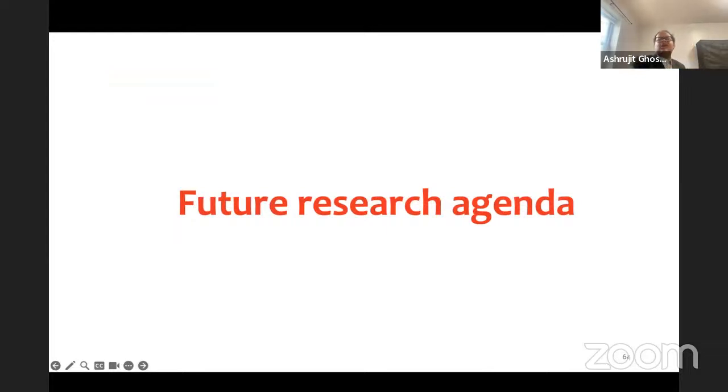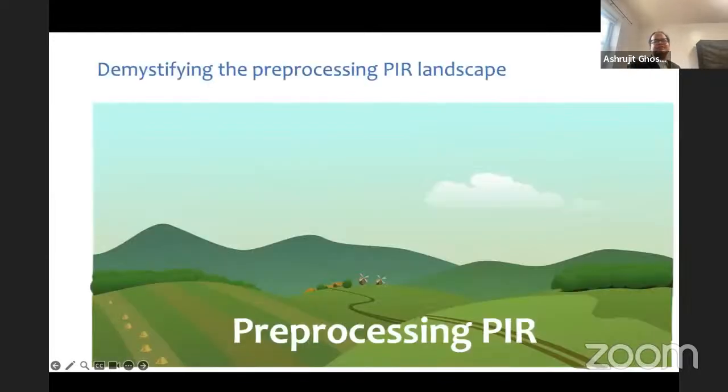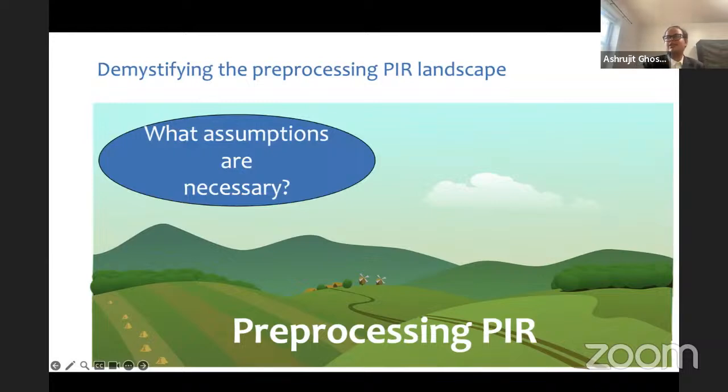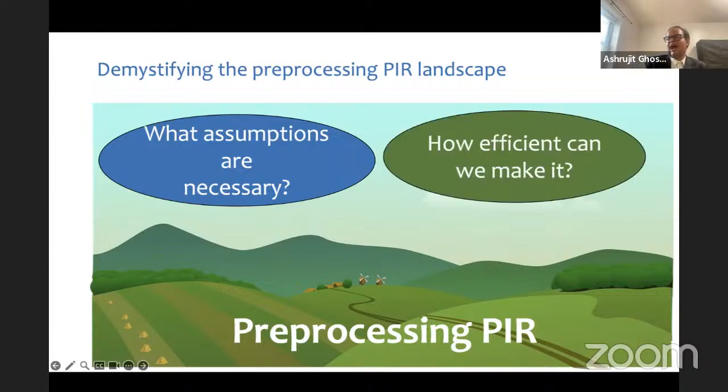I'll conclude this talk with a broad outline of my future research plans. An ongoing focus of my research is to demystify the landscape of preprocessing PIR. With recent progress, we seem increasingly close to making PIR practical. And one of the fundamental questions I want to understand is what assumptions are necessary for preprocessing PIR at different regimes of efficiency. I aim to also understand how far we can go to make PIR efficient. In some ongoing work, we have some more progress in this direction.